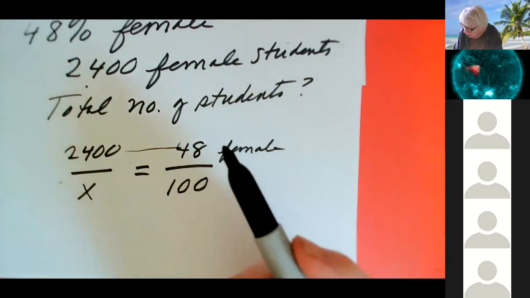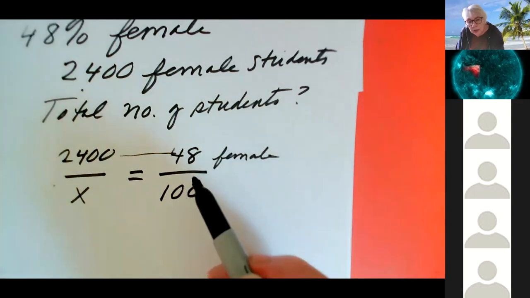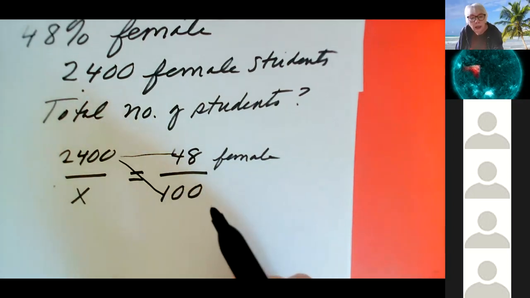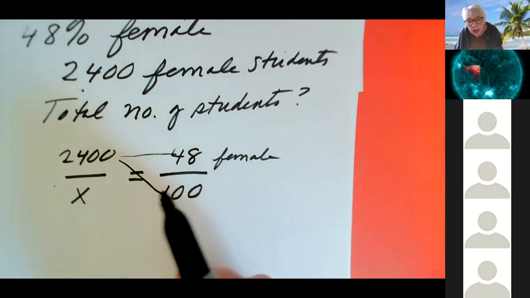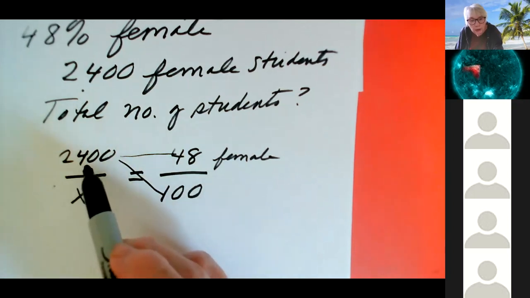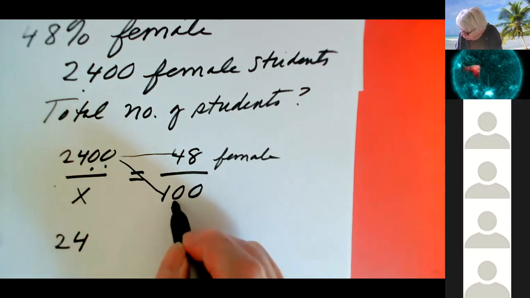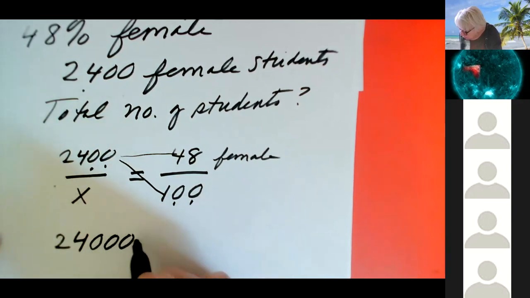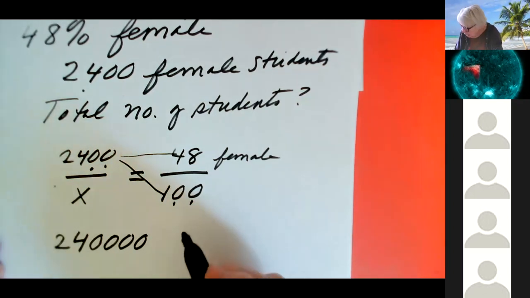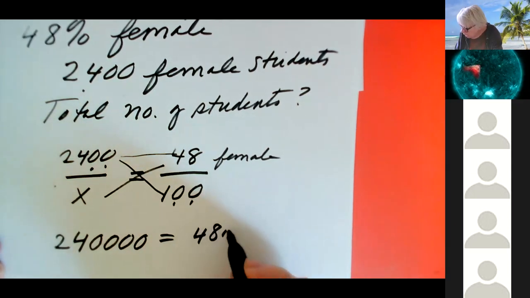I got a total of 3,552. Okay, let's see. We could reduce this if you wanted to, but let's just do this. Let's see how close we are. 2,400 times 100. So that's 24 times 1, which is 24, with 1, 2, 3, 4 zeros. Did you see what I did? 24 times 1 and then 4 zeros. Equals 48 times x.